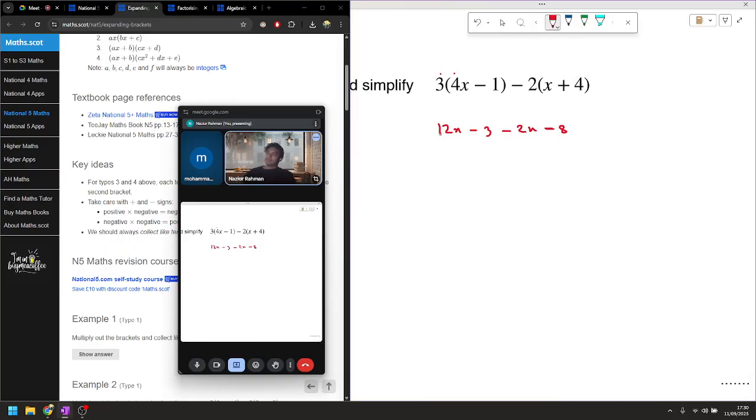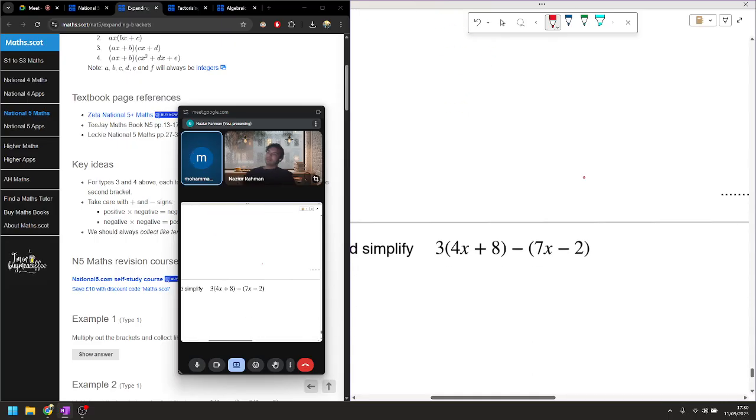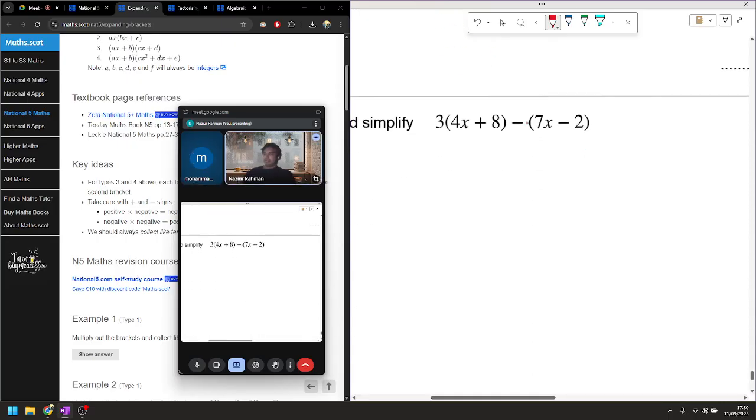So now we have 12x minus 2x, so it's 10x. I have minus 3 minus 8, so the answer is minus 11, right? Since they have the same signs, they add together, because you go in the same direction. If there's nothing in front, think of it as a 1 in front.